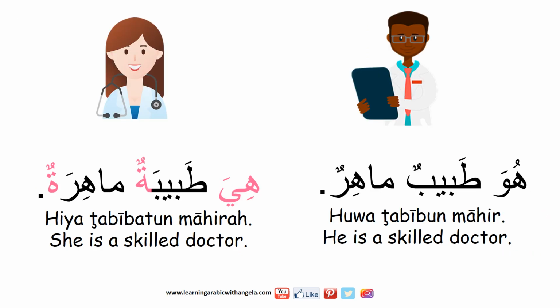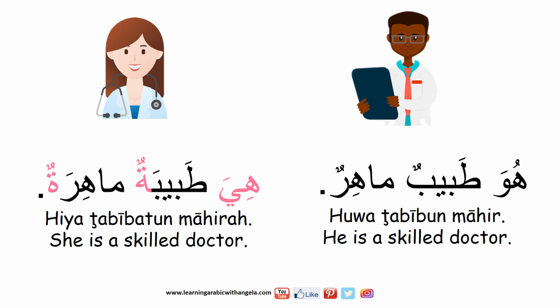Now let's try to add an adjective. And an adjective in Arabic has to follow the noun in terms of three things: definiteness or indefiniteness. So if the noun has al-ta'rif or al, the adjective has to have al as well. And if the noun doesn't have al, the adjective also must not have al.